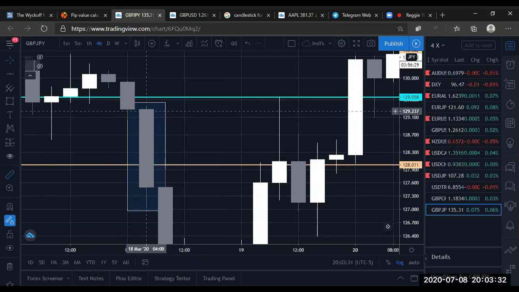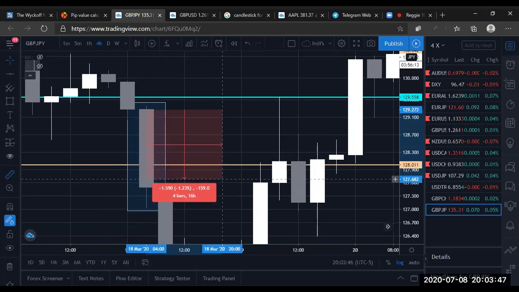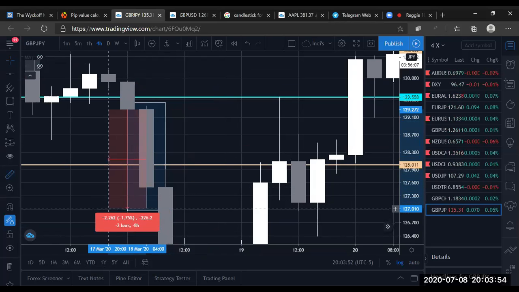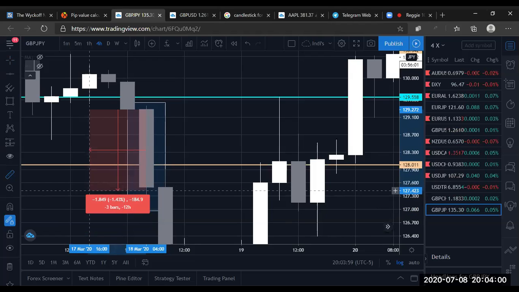So we pop out the ruler, pop it up to the top. You see the top of that wick was just about, remember, this is a JPY pair, so that was just about 9 pips, 9.6 pips. And so price went up by 9.6 pips, but it fell for 178 pips, which is pretty nice. And actually, if you want to be technical, it fell for 225 pips, but it closed for 170.